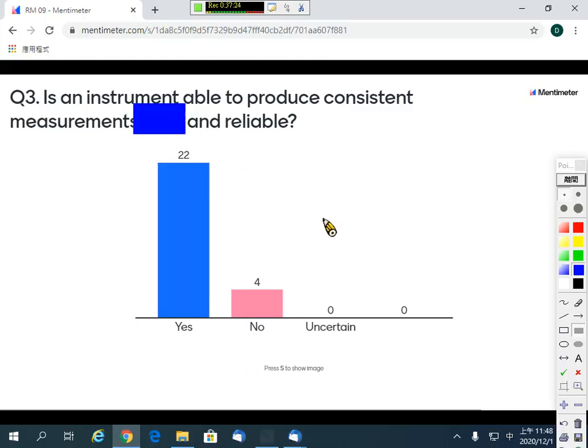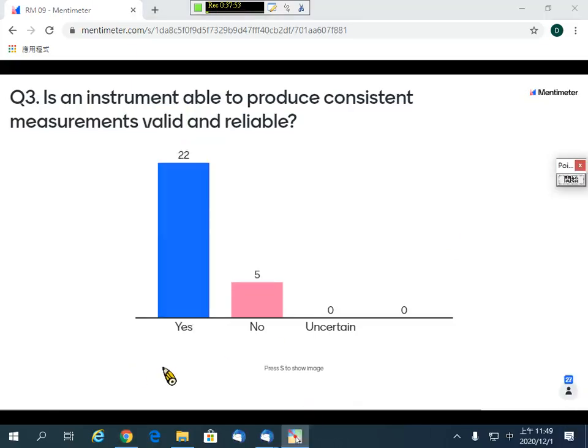Again, validity and reliability are different. Validity refers to the research instrument being valid to collect data for you, to answer your research questions. But reliability refers to measurements. Consistent measurements produced by the research instrument are reliable. Okay? So you are wrong. Okay? Next.